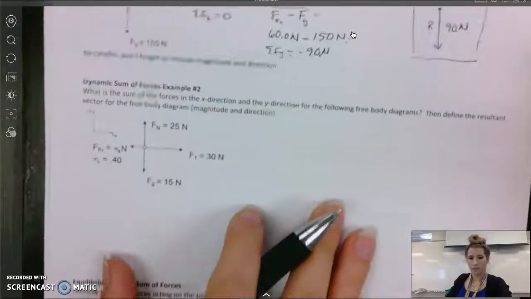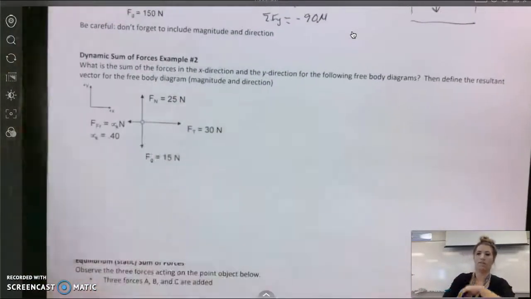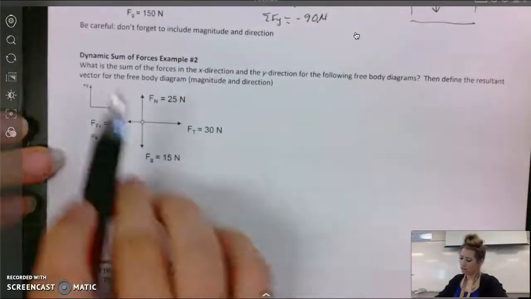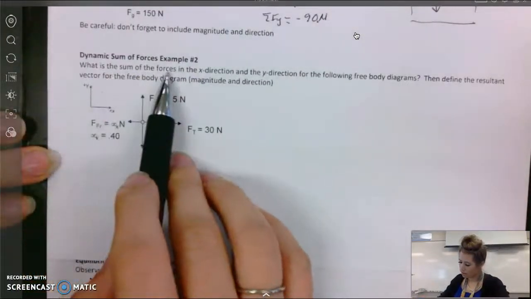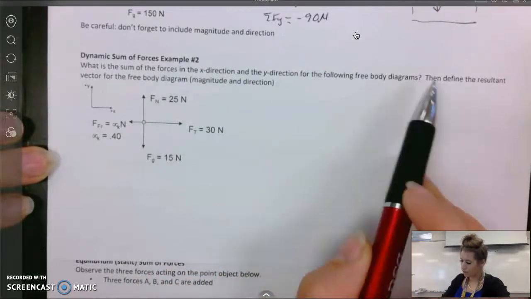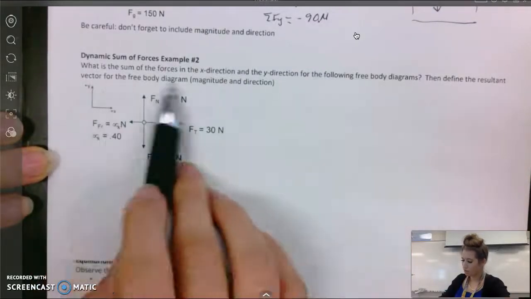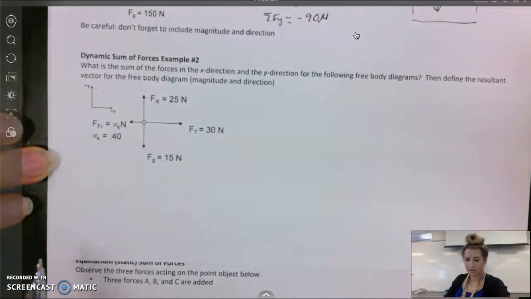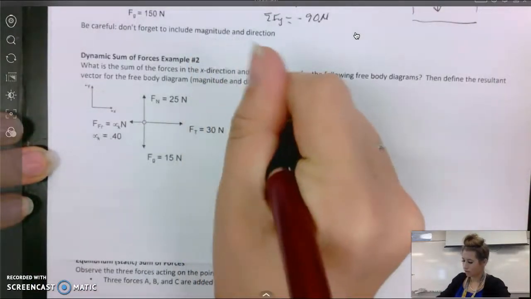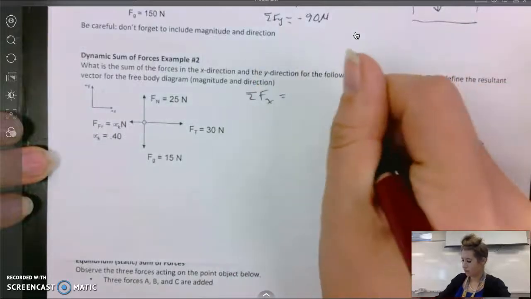Example problem number 2. Let's see where we're at time-wise. Okay. What is the sum of the forces in the x direction, y direction for the following free body diagram? Then define the resultant vector for the free body diagram. Okay, so let's look at the sum of the forces in the x direction, and then we'll look at it for the y.